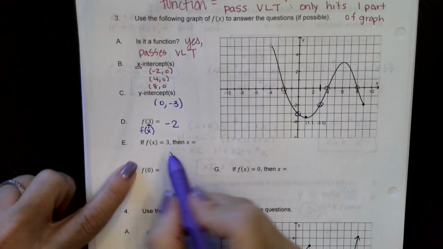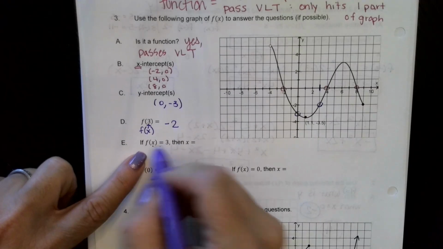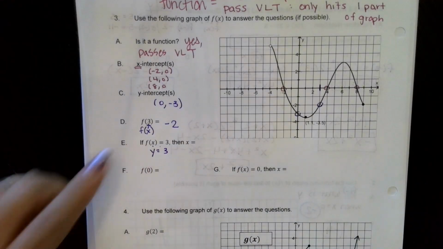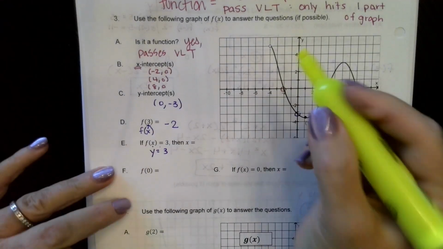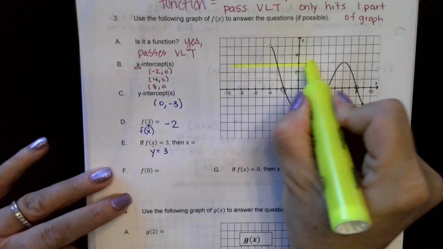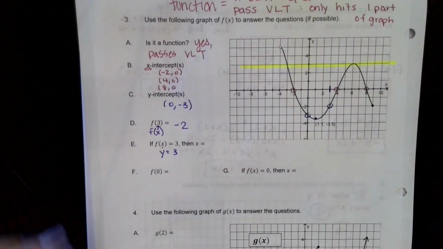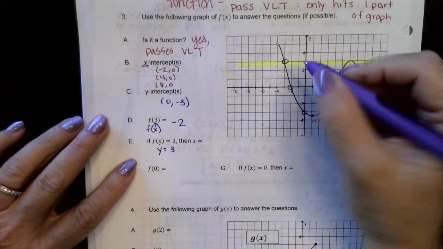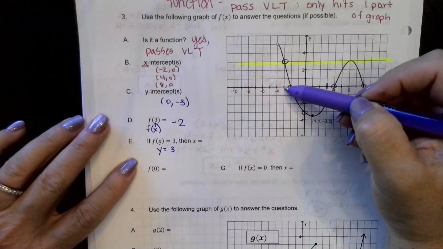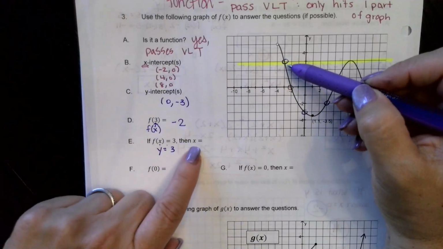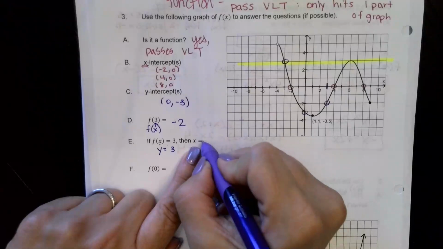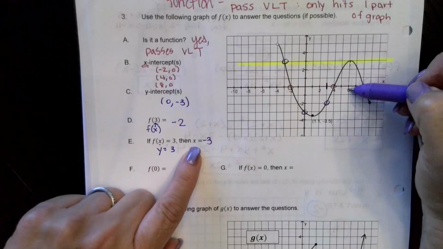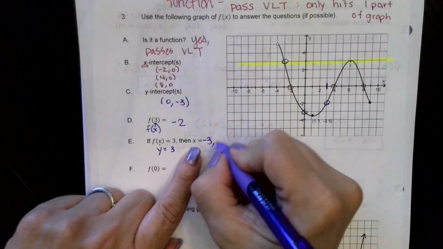Okay, so this says f of x equals 3. So what happens when y equals 3? When y equals 3, that's this point right here. And when y equals 3, I see I have two values. I have a value right here, so the x part of that, what is x? X is going to be -3. If I go over to this point and I go down to my x-axis, this is going to be 6.